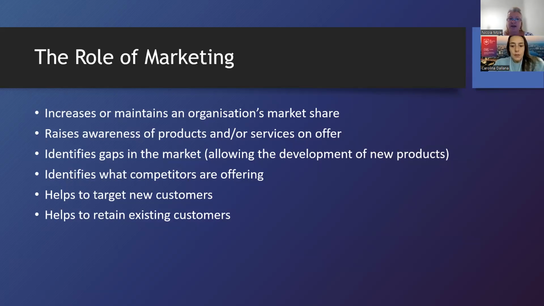You could identify a gap in the market. When we talk about a gap in the market, it's a product or a service that is not yet being sold or not being sold to its maximum. So it allows the development of new products. If you have a successful marketing function, you can identify what your competitors are offering. It's very important to know what your competitors are offering because you want to be able to do better than them in all areas of their products.